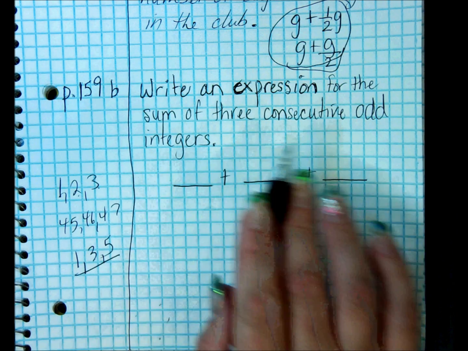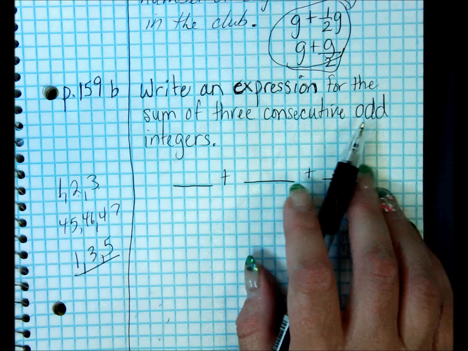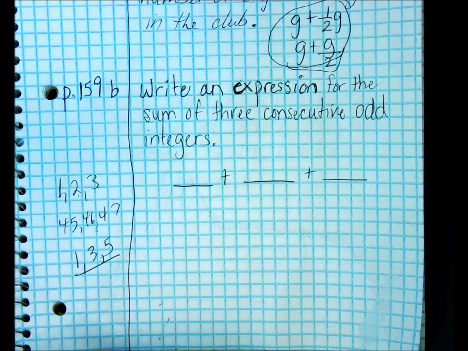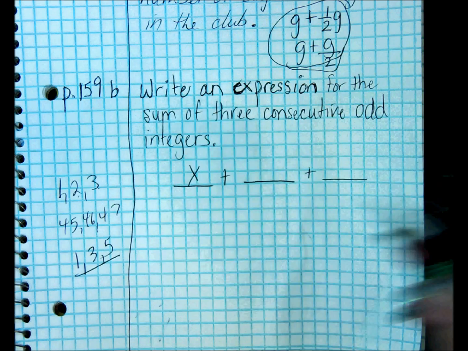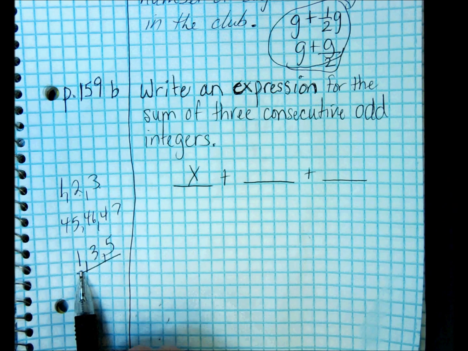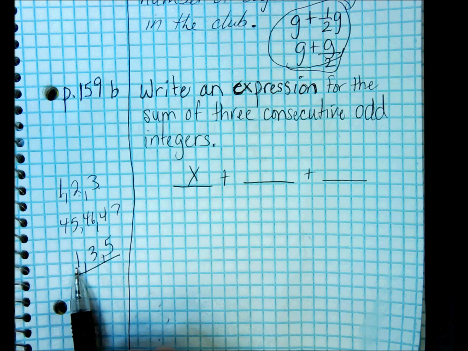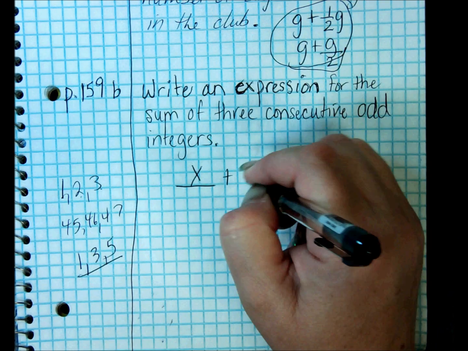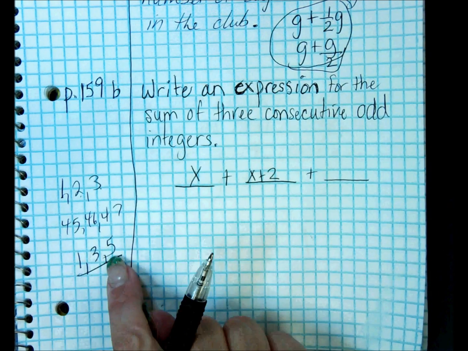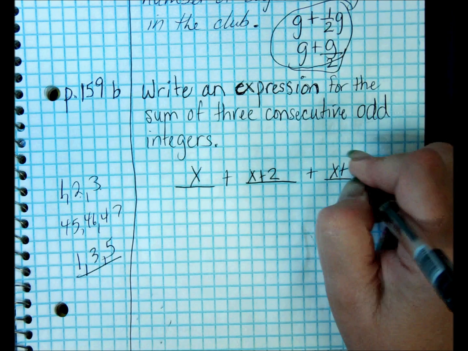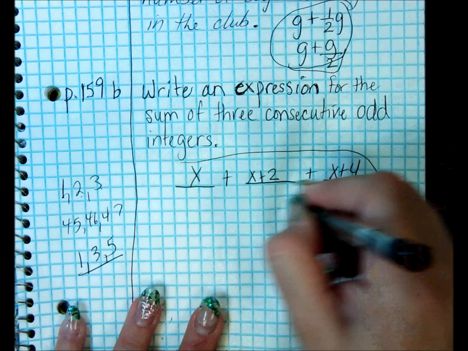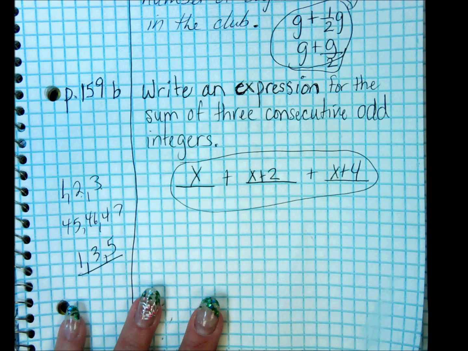So it says an expression for the sum of 3 consecutive odd integers. We don't know any more than that. So I'm going to make this x. If we're looking at 1, how would we get from 1 to 3 using addition, multiplication, division, subtraction? If I just add 2, I get the same thing. How do I get from x to 5? I add 4. So this is the sum of 3 consecutive odd integers.